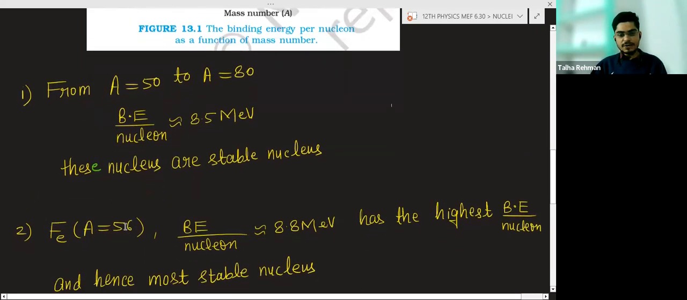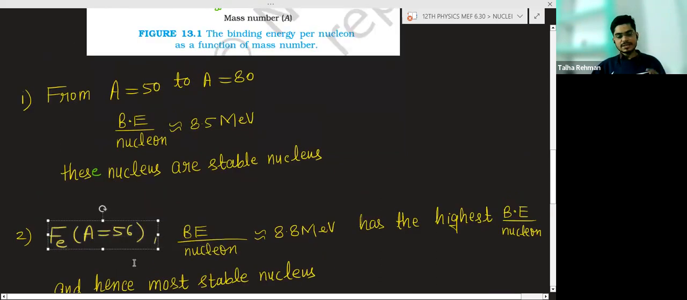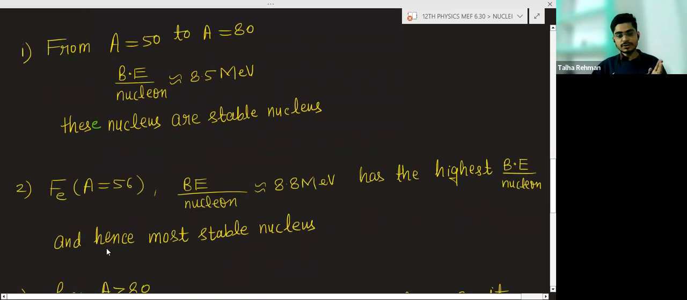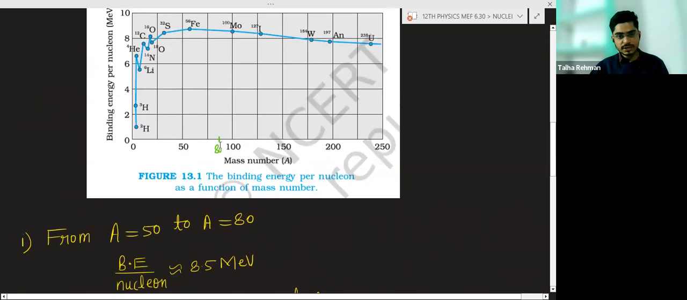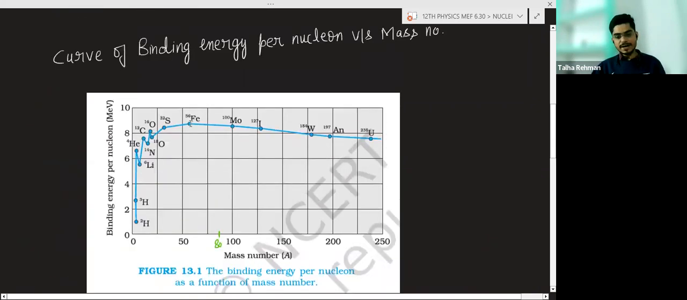After that, iron, mass number 56, has a binding energy per nucleon of 8.8, the highest binding energy per nucleon, and hence the most stable nucleus. Iron is on the top. Iron has the maximum binding energy per nucleon. That is why the iron nucleus is the most stable nucleus.